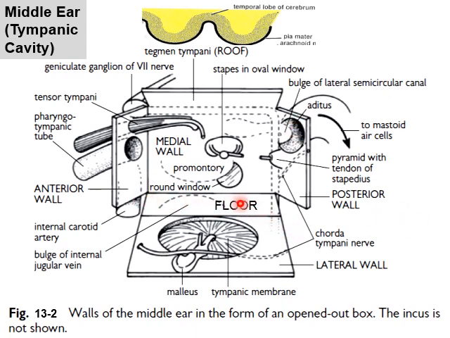The floor of the middle ear is related to a very important structure, which is the internal jugular vein, and there is a bulge of the internal jugular vein at this point of the floor of the middle ear.